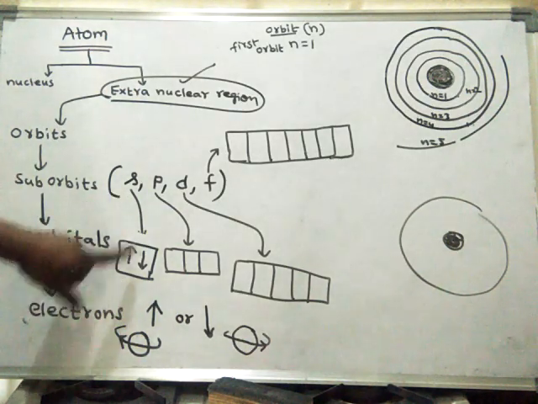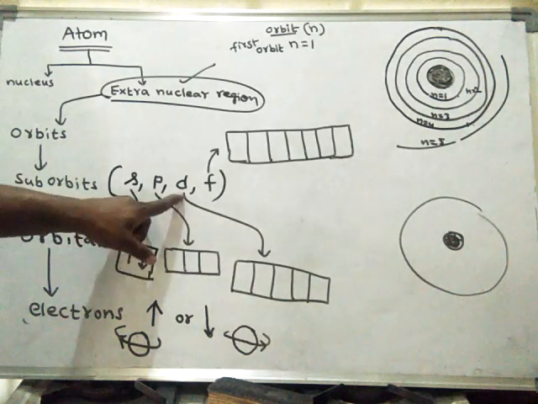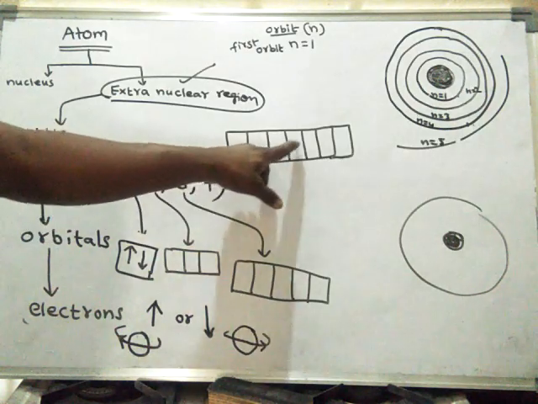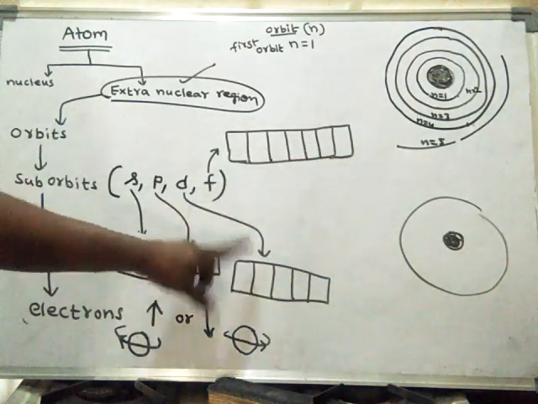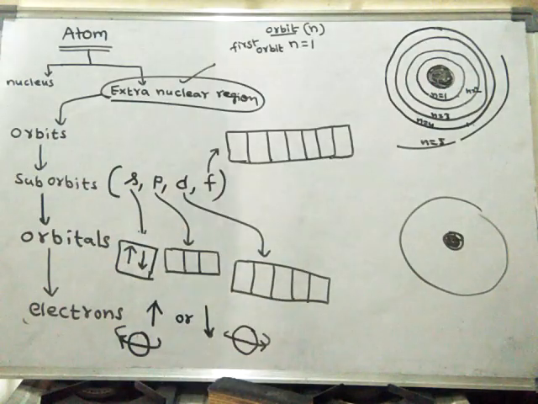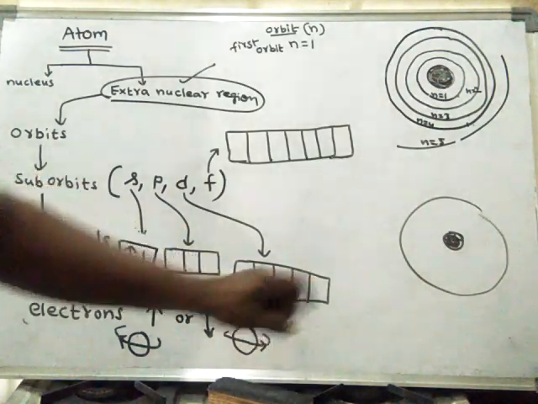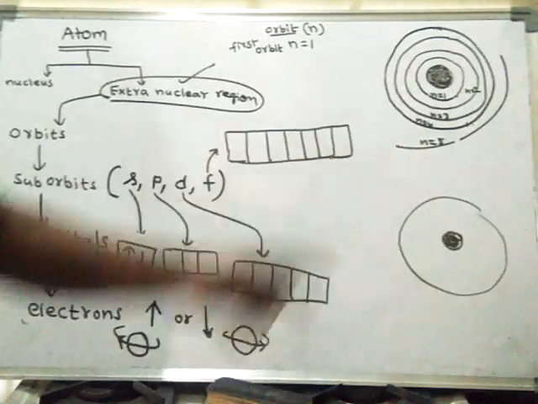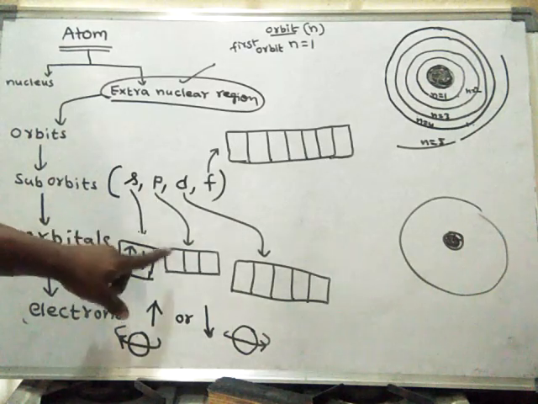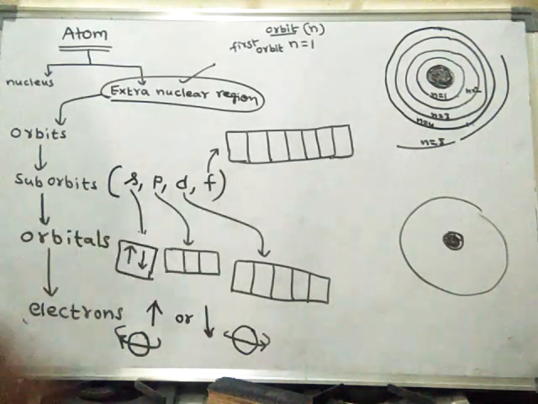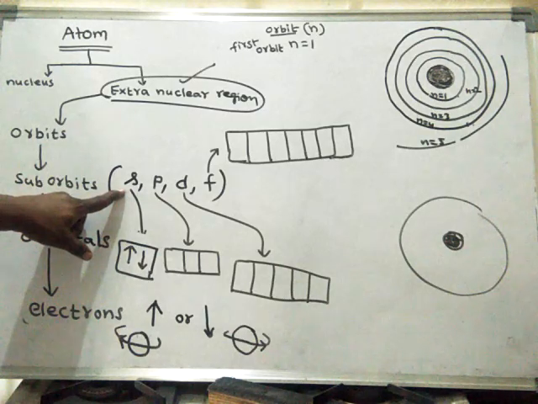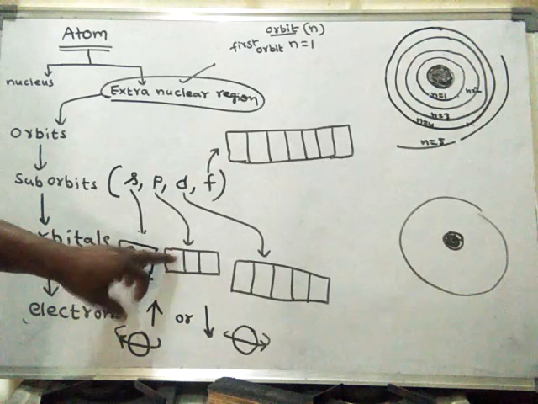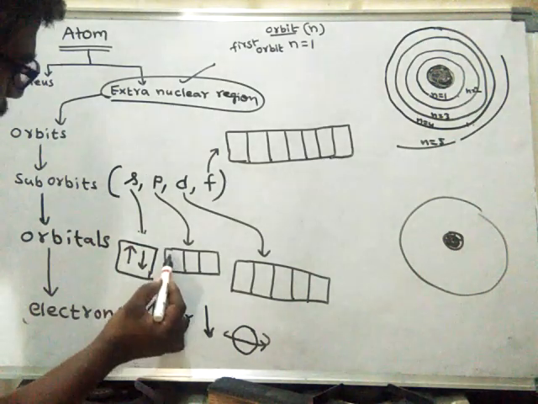Maybe it is an s orbital, p orbital, d orbital, or f orbital. How many d orbitals are there altogether? 5 d orbitals. How many f orbitals? 7 f orbitals. How many p orbitals? 3 p orbitals. How many s orbitals? Only 1 s orbital. Whatever the orbital may be, it contains a maximum of 2 electrons only.